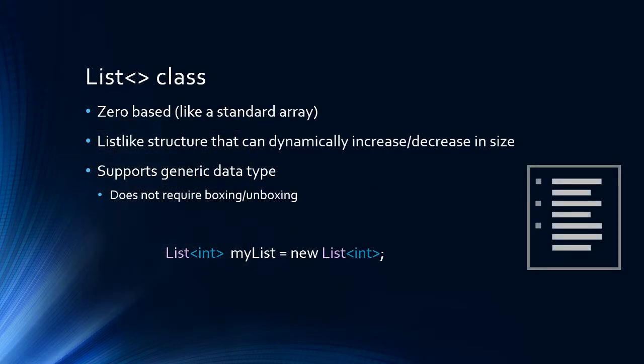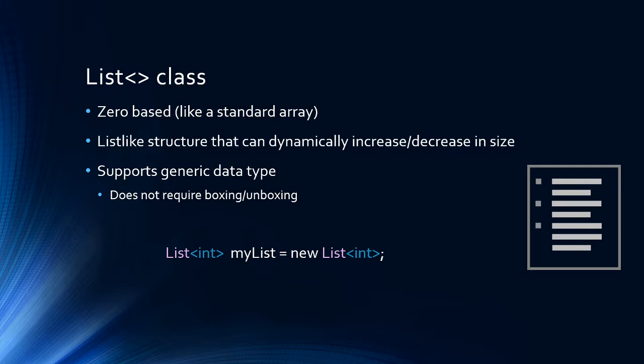The List class uses a generic. That's what the greater than, less than symbols are, the brackets. These brackets indicate that a generic data type will be included there, and we'll talk more about generics in Chapter 11. For now, just know that a List creates a zero-based structure or collection, just like a standard array. The size can dynamically increase or decrease, and it does support generic data typing.